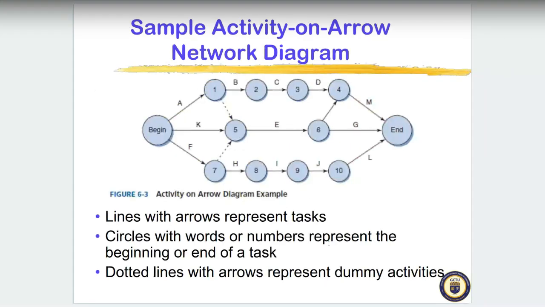So let's see a sample example. That is the activity on arrow network diagram, the AOA that you've been seeing. This is an event, and these are tags. Let's read from here. It says lines with arrows represent the tags.